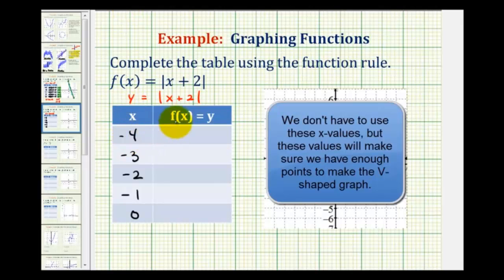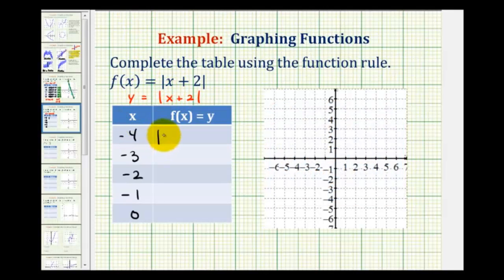To determine the corresponding function value or y value when x is negative 4, we'd have to substitute negative 4 for x, so we'd have the absolute value of negative 4 plus 2. This is the absolute value of negative 2, which is positive 2. So the graph of our function would contain the point with an x-coordinate of negative 4 and a y-coordinate of positive 2, which would be this point here.